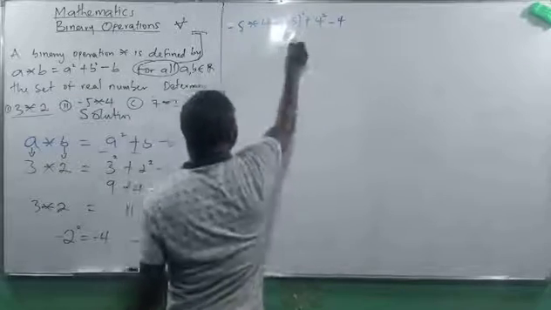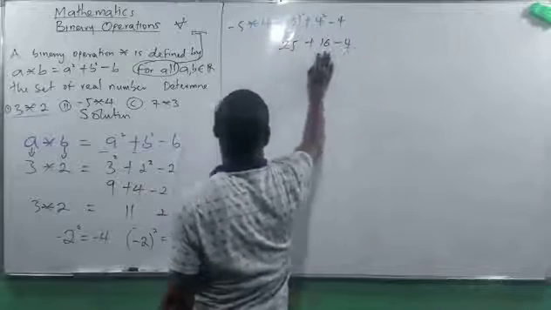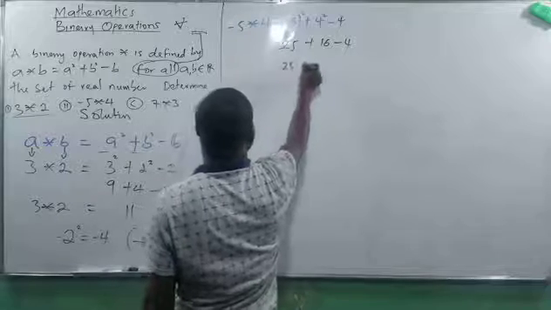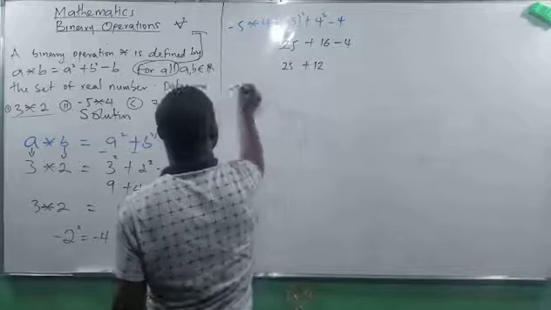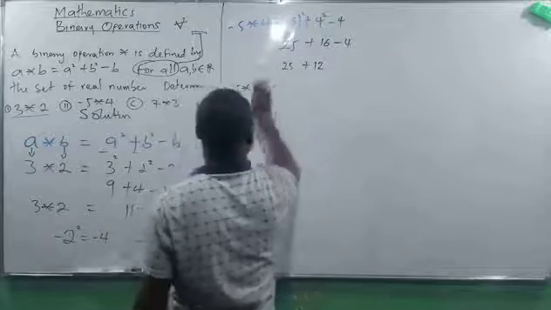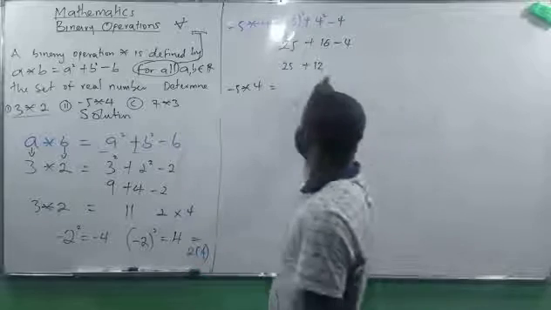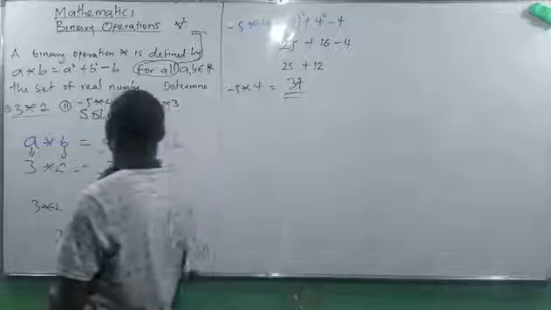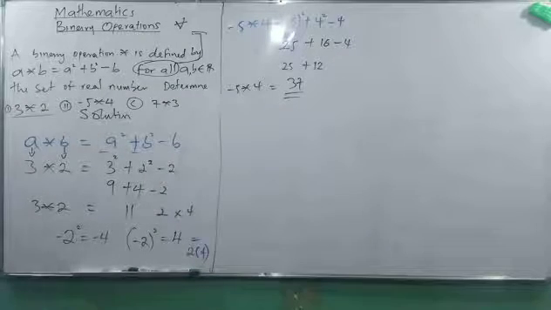This one will give us 25 plus 16 minus 4. Now, 16 take away 4, it will be 12. Now, plus 12. Now, I think my minus 5 operate with 4 will be equals to, now this plus this, that will be 10, 25, 35, that will be 37. Now, that is your answer. You can see it's very simple. You can try this and you see that it's very simple. Okay, try it, let me see.